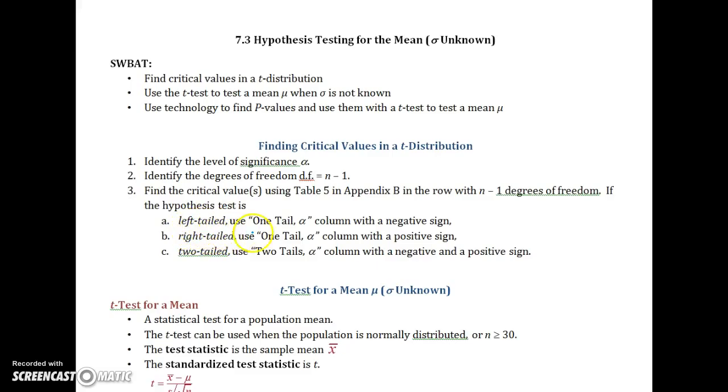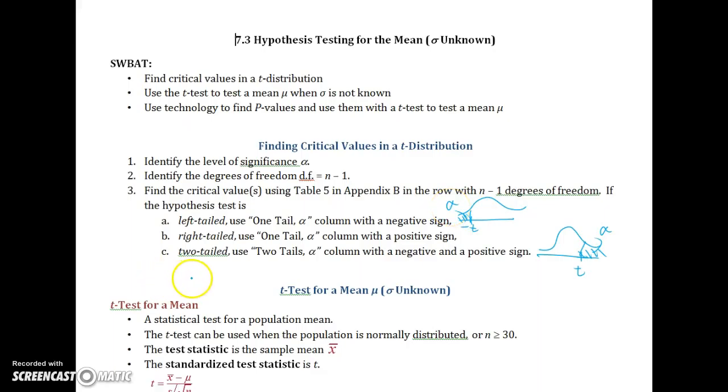For a left tail test, we're going to be using just one tail for the alpha, and this is going to be the column with a negative sign. So graphically, this is what you're thinking about for a left tail test. It's going to be a negative t, and you're going to want the area to the left. For a right tail, you're going to have a positive t, and you're going to have the area to the right. And this would represent alpha as well.